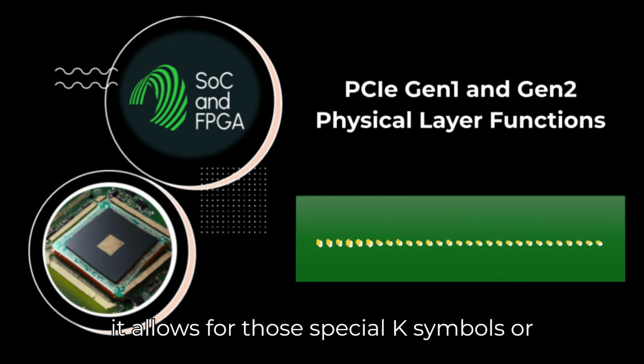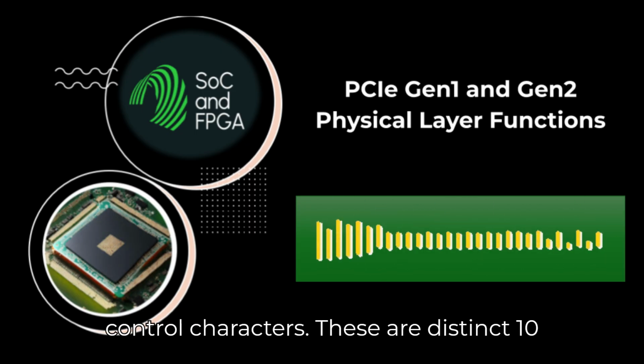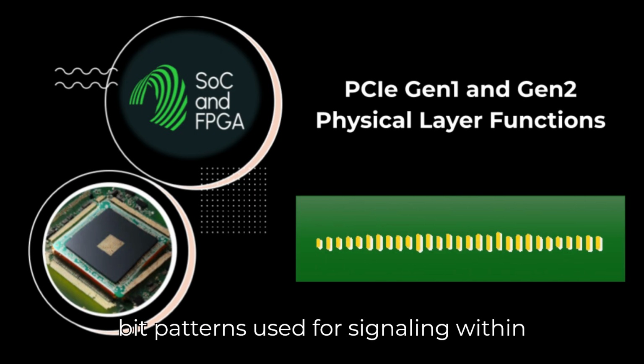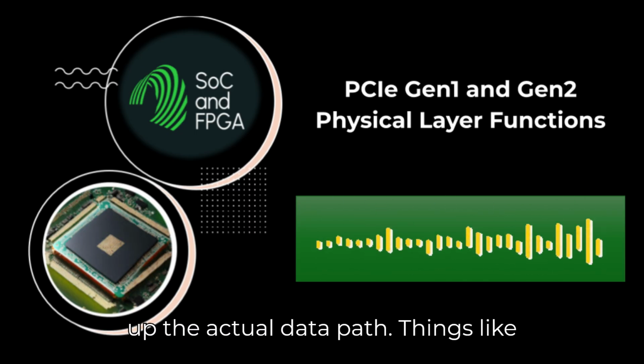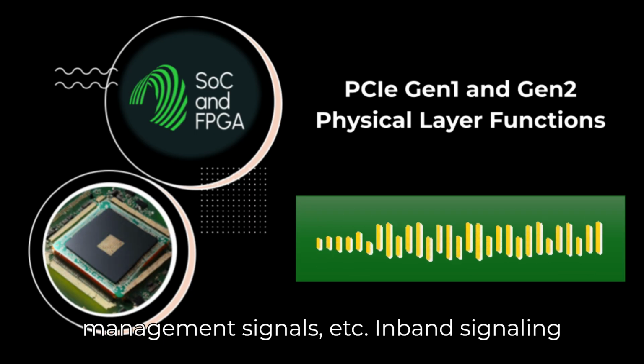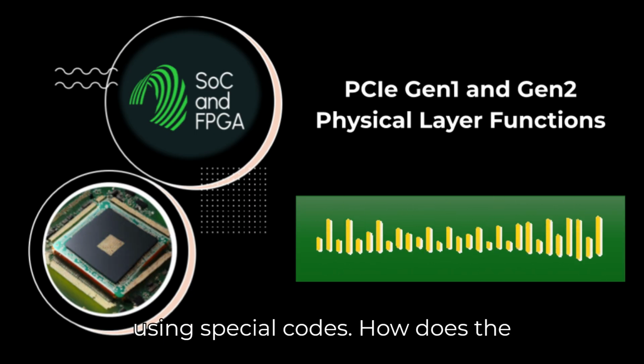And fourth, it allows for those special K symbols or control characters. These are distinct 10-bit patterns used for signaling within the physical layer itself without messing up the actual data path. Things like marking packet boundaries, link management signals, etc. In-band signaling using special codes.